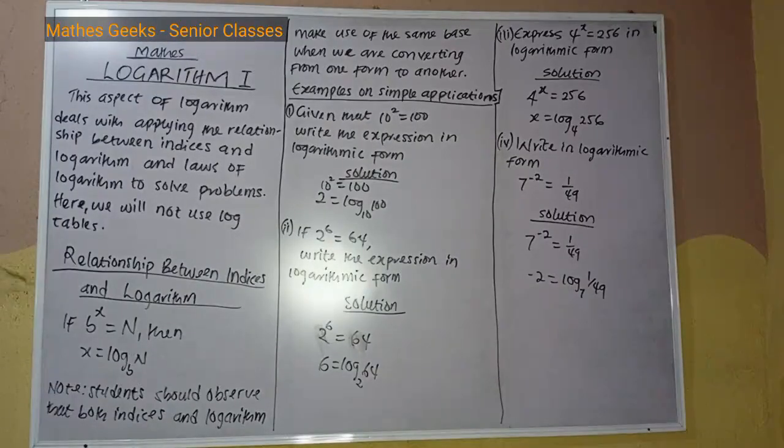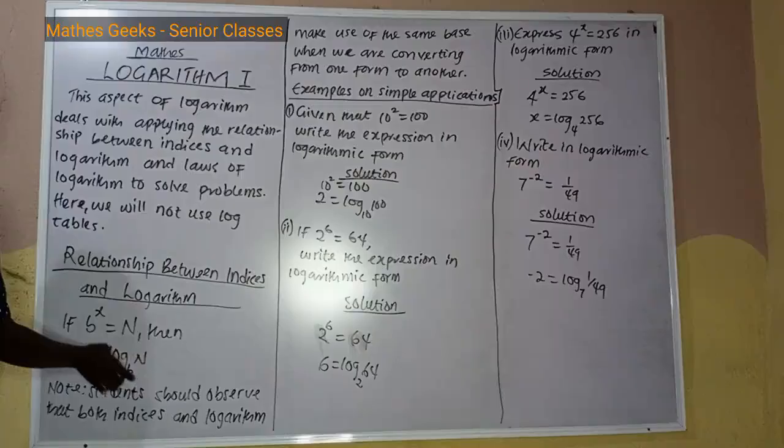All right, let's begin. So logarithm 1, this aspect of logarithm deals with applying the relationship between indices and logarithm and laws of logarithm to solve problems. So here we are not going to use log tables. Relationship between indices and logarithm. So if b raised to the power x is equal to n, then x is equal to log n to the base b. Now this is index notation.